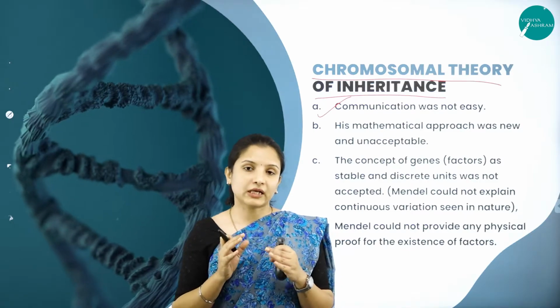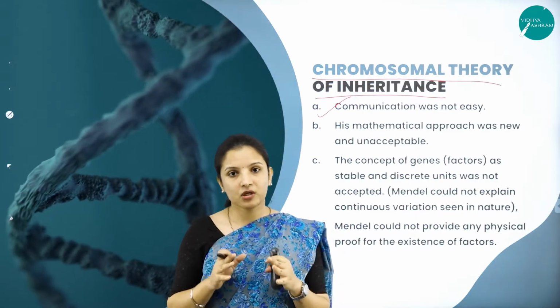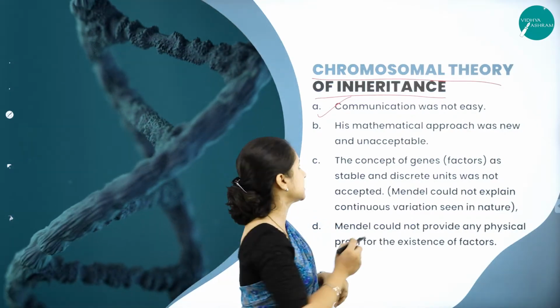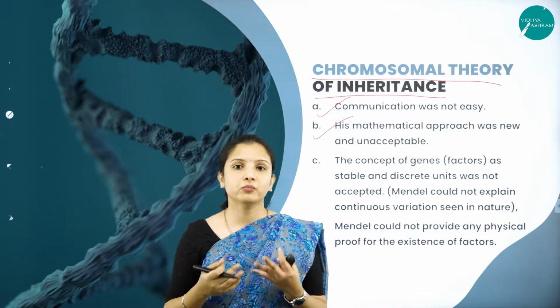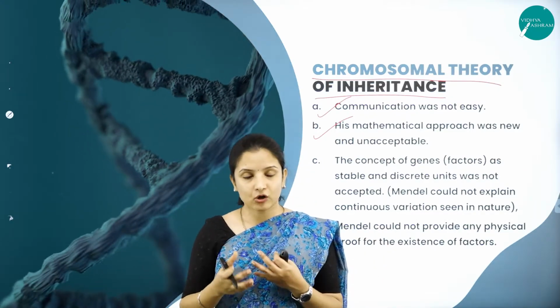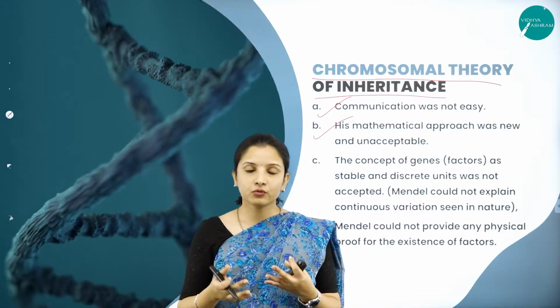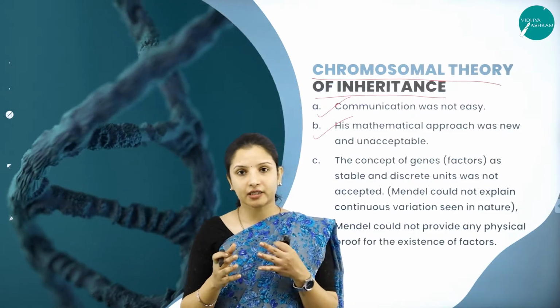So that is one reason. Communication was not at all easy. That is why Mendel's work did not get recognized in the 1860s up to the 1900s. And also Mendel's mathematical approach. I had told you Mendel had a binomial expression. He used the mathematical binomial expression to prove how many plants in a population have a specific character or not.